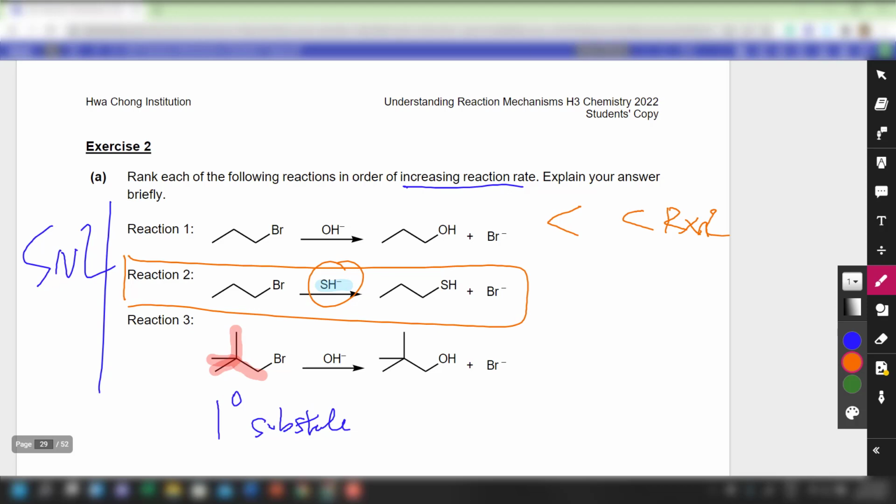Okay, followed by reaction 1, because between reaction 1 and reaction 3, we are only comparing the nature of the substrate. Is it bulky or is it not bulky? And of course the most bulky substrate is 3, despite being primary, because there's a tertiary butyl group attached to the CH2. So reaction 3 will be the slowest.